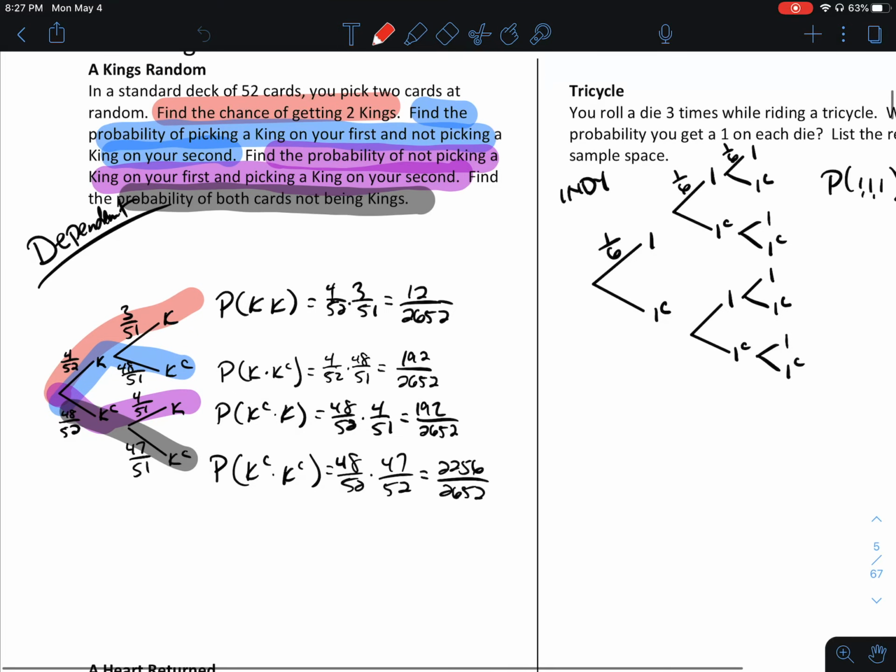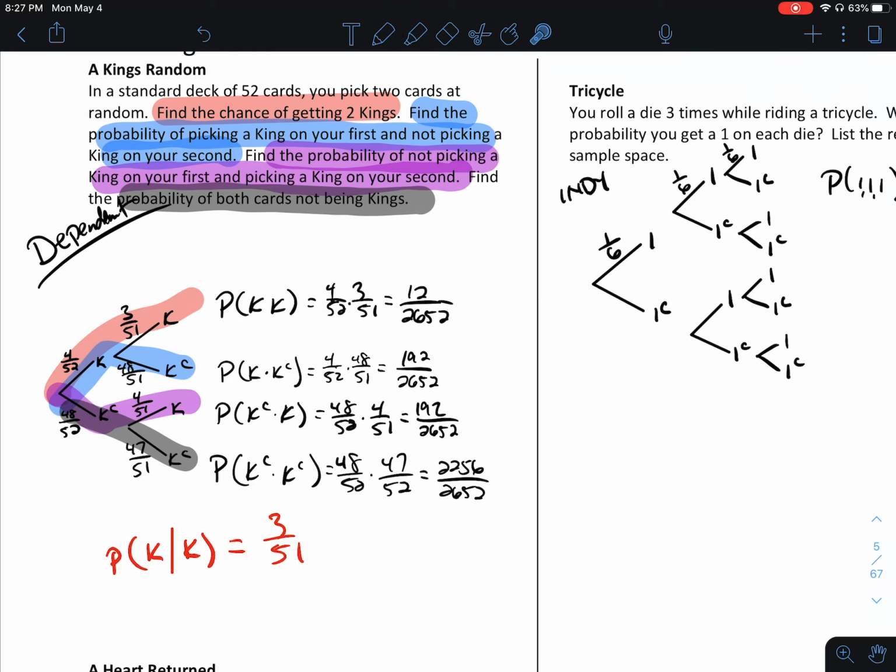So looking at a king's ransom, what's the probability that you get a king given that you've already gotten a king? Well, if we follow the king path, we've already gotten a king. It doesn't matter how we got there. Once we're here, what's the chances that we get a king? So this is the condition. That's what we're trying to figure out. Well, that's 3 out of 51.